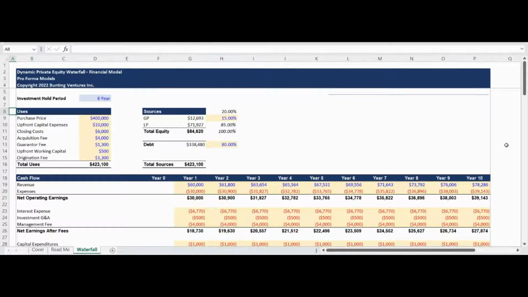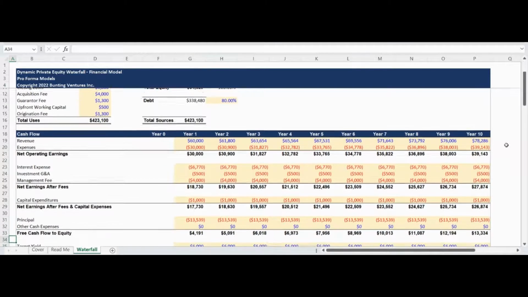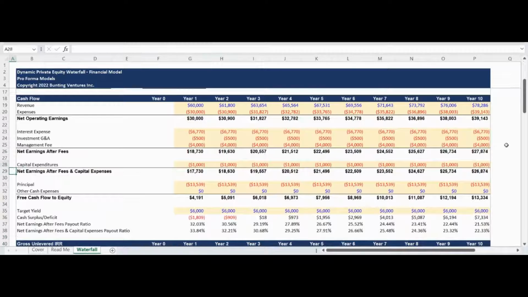The sources section is the area to input where funds will come from in order to close. The equity section has an input for the percentage of general partner equity contribution. The inverse of the general partner equity contribution will come from the limited partner. The mortgage source includes an input for the loan to value. Once completed, you can move on to completing the cash flow section of the model.